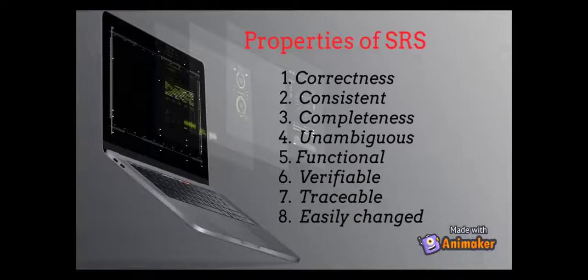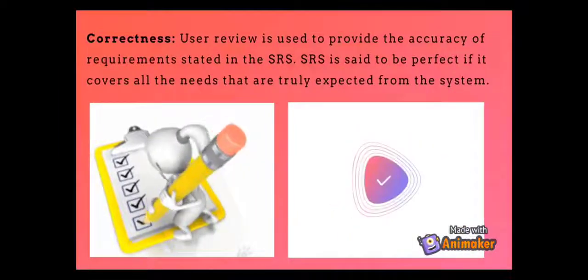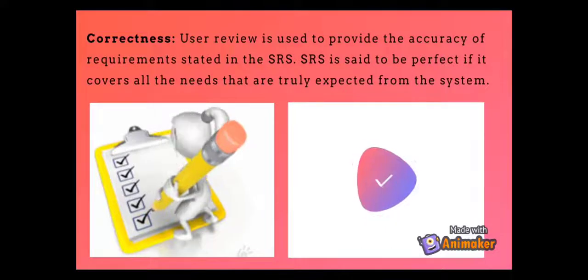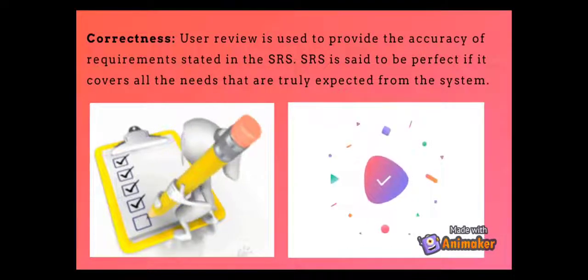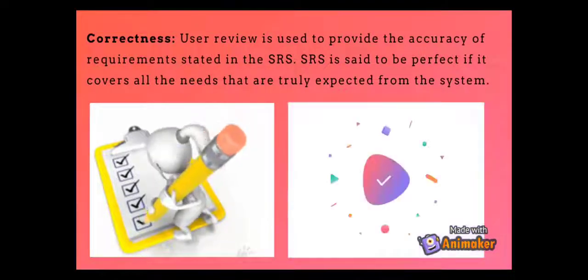Now let's see some of the important properties of SRS. They are correctness, consistency, completeness, unambiguity, functionality, verifiability, traceability, and easy changeability. Now let's see the list of properties one by one in a short and clear manner. The first property is correctness. SRS is said to be perfect if it covers all the needs that are truly expected from the system.